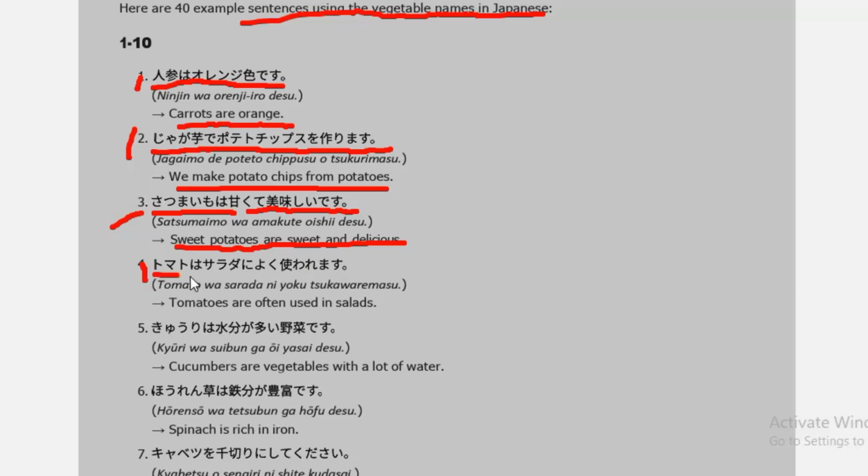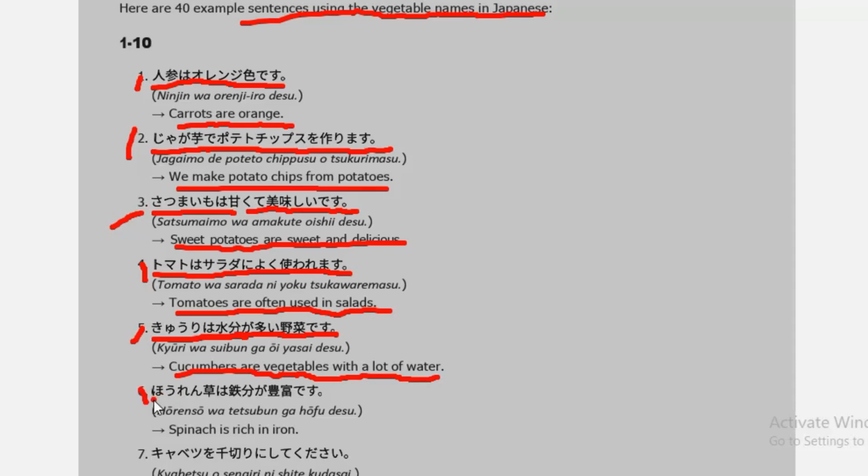The next example is tomato wa sarada ni yoku tsukawaremasu. Tsukawaremasu means tomatoes are often used in salads. The next example is kyuri wa suibun ga ooi yasai desu. Means cucumbers are vegetables with lots of water.